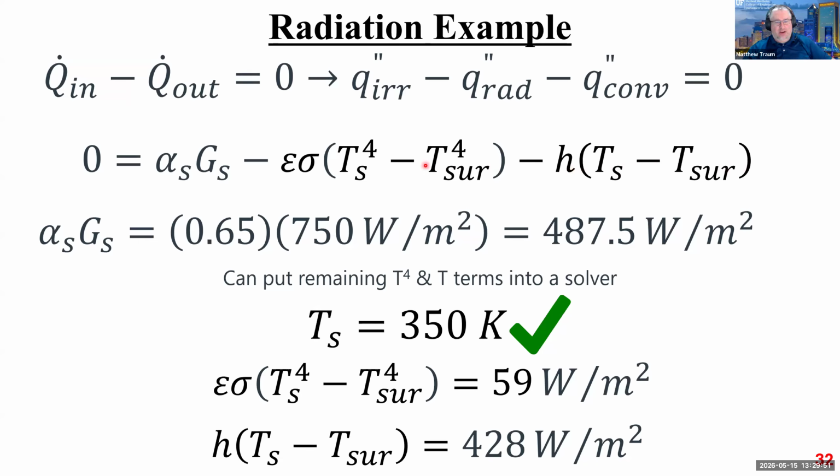So that's what I did. I put the remaining equation into a solver. So I had a T fourth term in there and I had a T term in there. And the solver was able to give me the real solution, which is 350 Kelvin for Ts for that surface. And I checked with the solution in the book, and okay, yes, it's 350 Kelvin. So I did it right. Good for me. Green check.